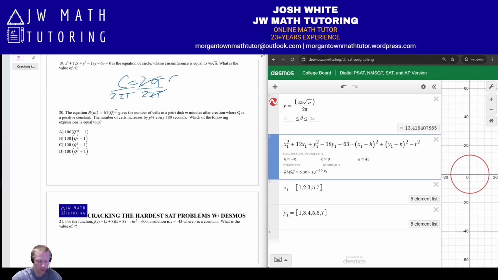So this is how you could do circle regression to not only just solve for the radius, but if you have some expression for like the circumference or the area which has a constant in it, to solve for that as well.